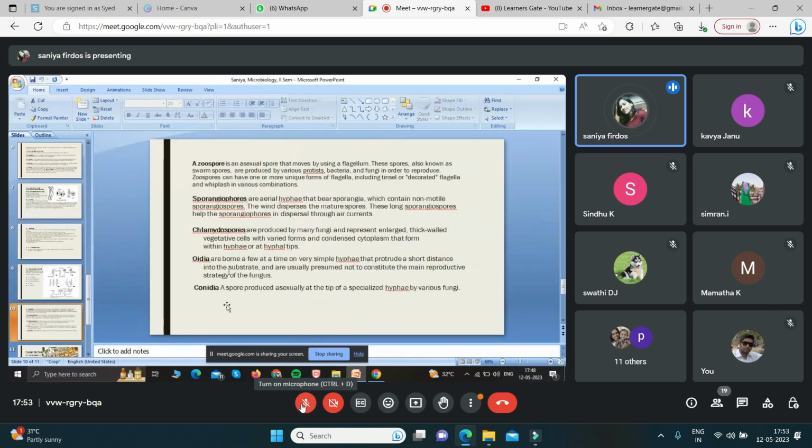Then oidia are borne a few at a time on very simple hyphae. Actually, this reproduction rarely occurs in fungal fertilization. They are produced a short distance into the substrate, and usually it is presumed not to constitute the main reproductive strategy of the fungus. Conidia is a common reproduction method. A spore is produced asexually at the tip of a specialized hypha by various fungi.